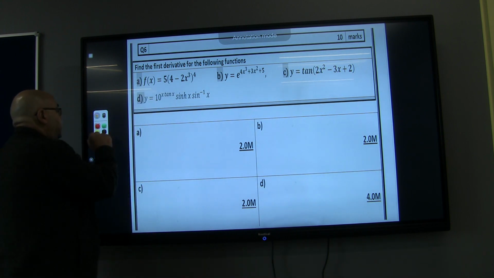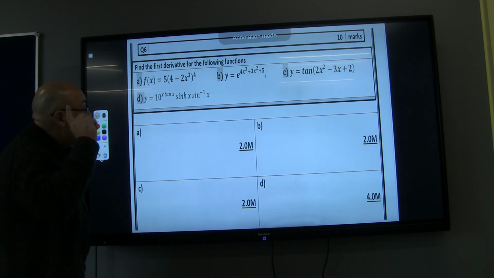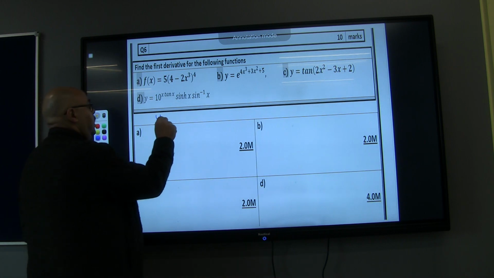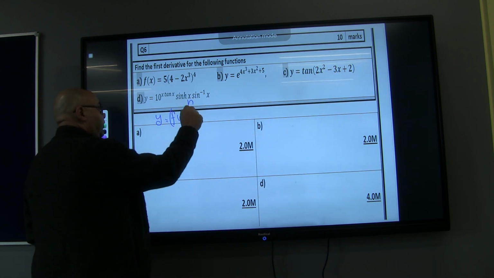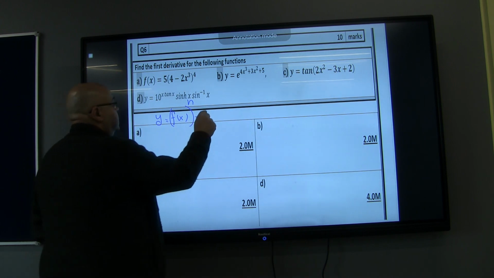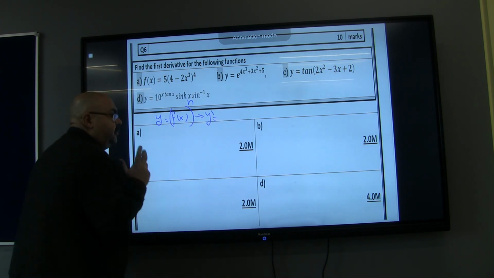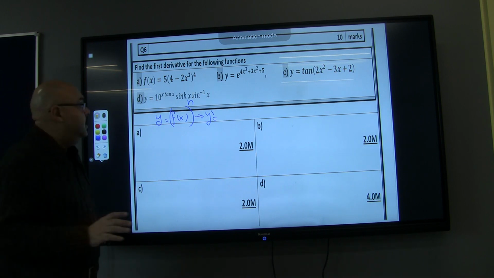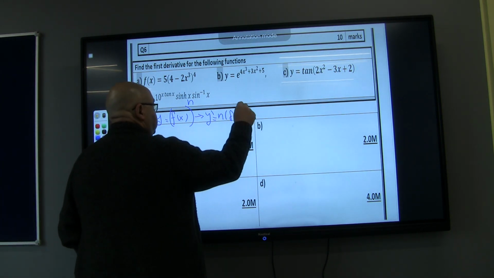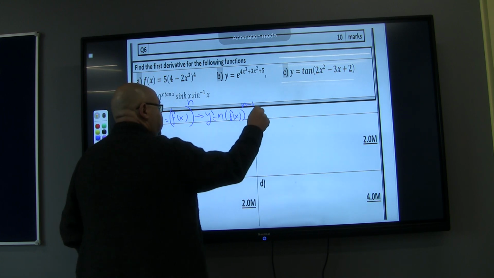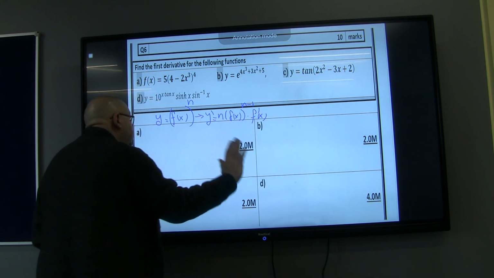For the first problem, start by remembering that y, which equals f of x to the power of n, means y dash, the first derivative of this function, is simply n times f of x to the power of n minus 1 times f dash x. This is all you have to do.